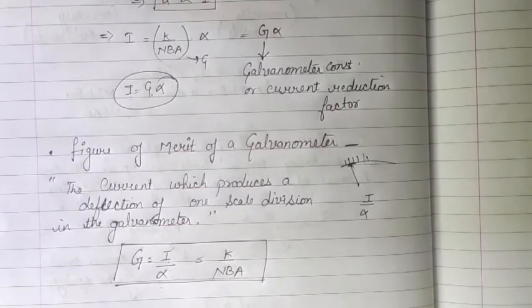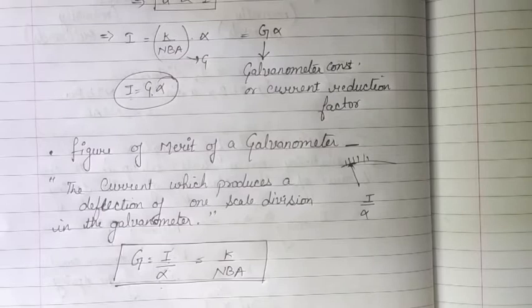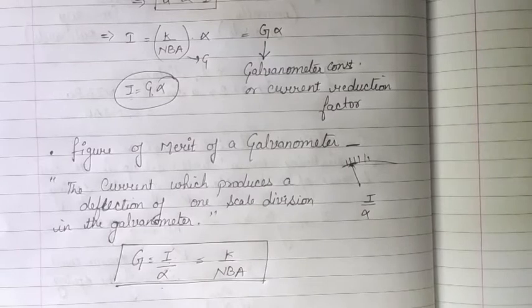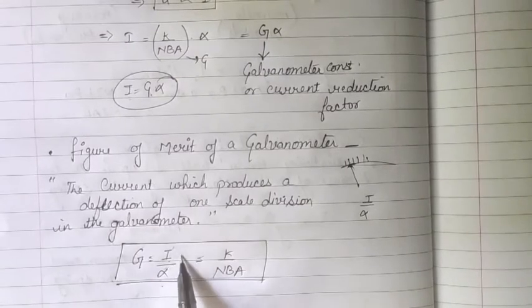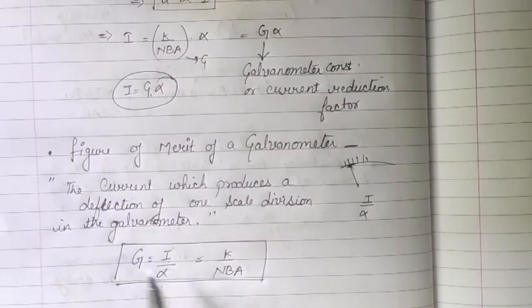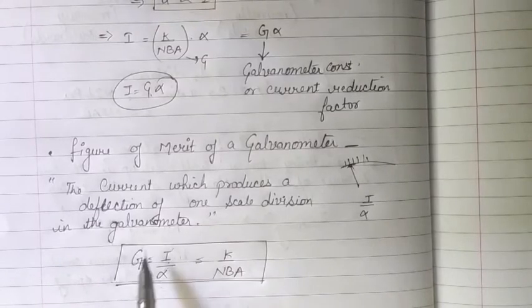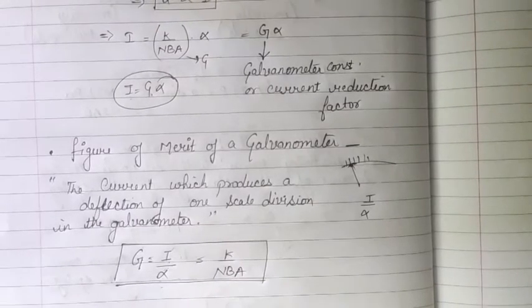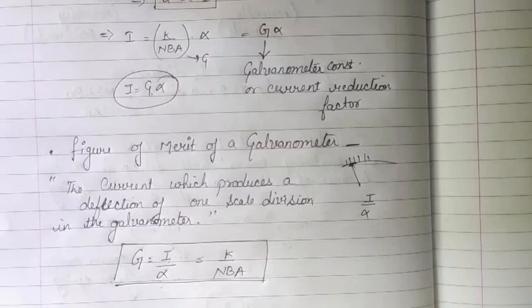If a smaller value of current shows one scale division of deflection, then the galvanometer has a low figure of merit. It means the current is less. If this current is less for alpha is equal to 1, the value of G will be less. So G is equal to I upon alpha and is given as K upon NBA.